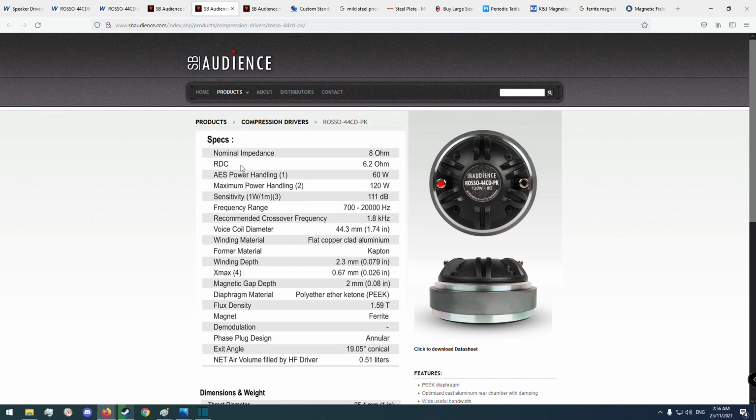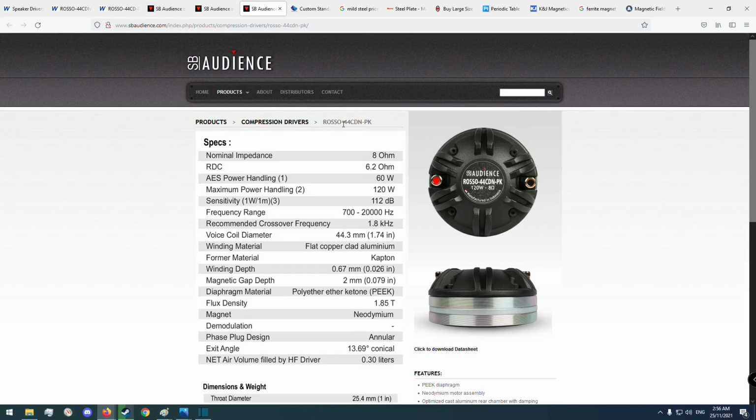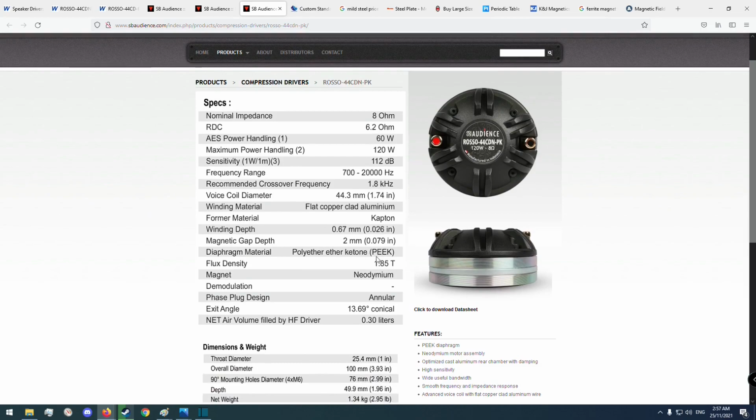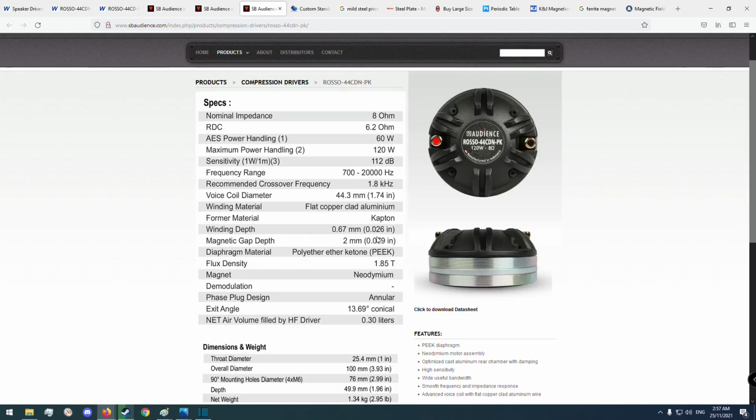Two compression drivers are pretty well exactly the same. These are SB Audience Rosso 44 CDN-PKs, by the way. So you can see with this speaker, it's neodymium. It's got a flux of 1.85 Teslas. This other one is ferrite with a flux of 1.59, so quite a bit less. The ferrite one also has a sensitivity of 111 decibels at 1 watt 1 meter, whereas the neodymium one has 112 decibels. All the other specs are pretty well identical.